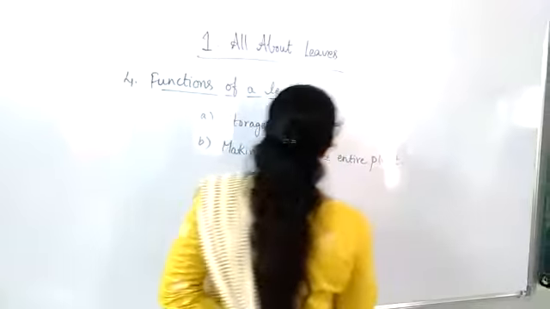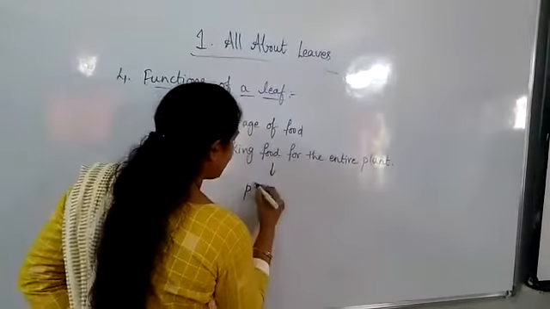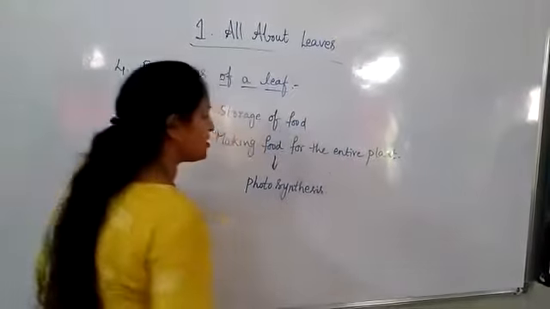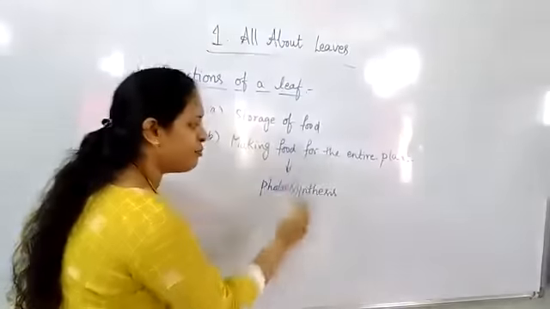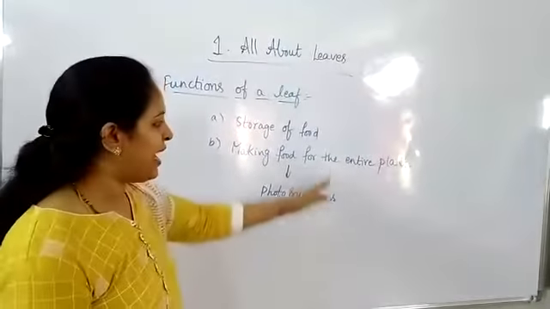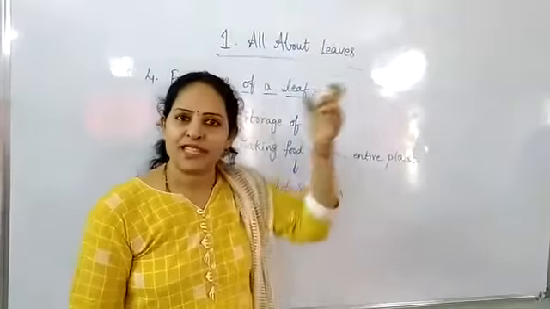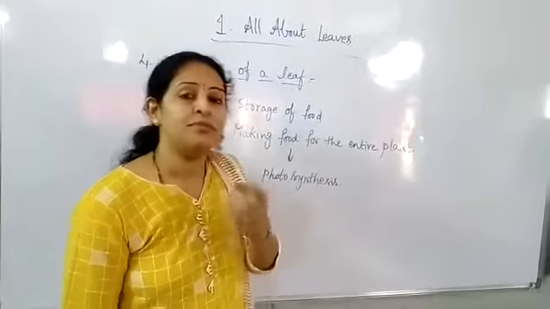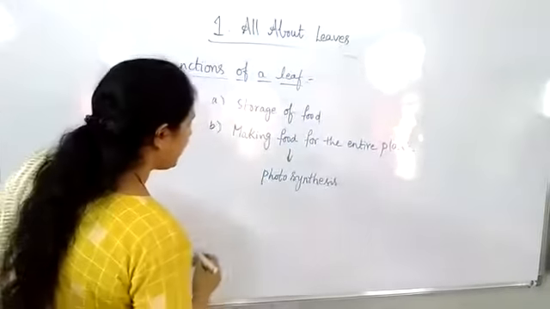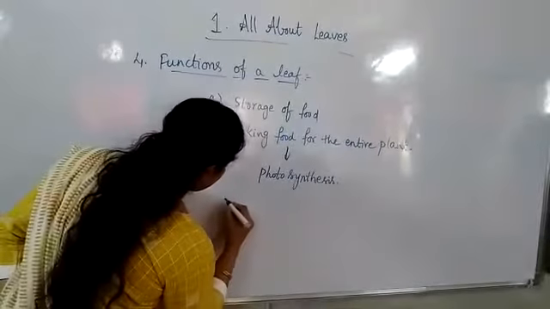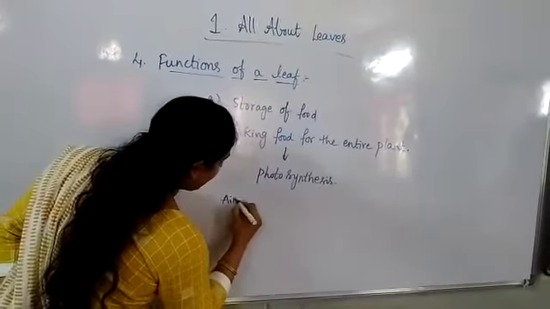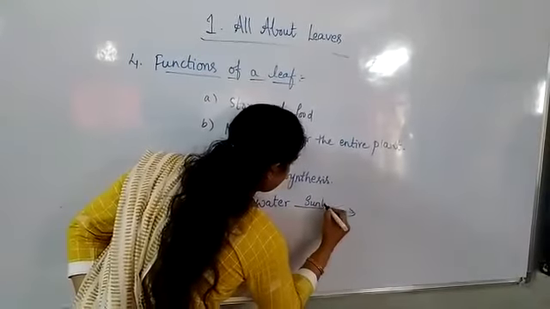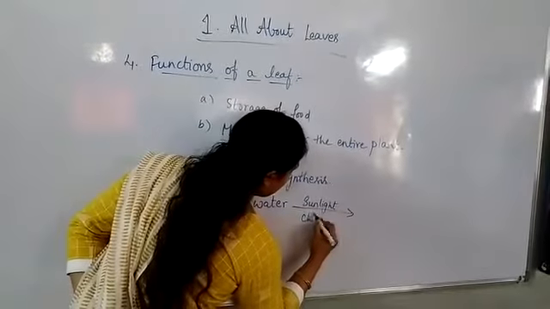As we discussed, what is this process? This process is called photosynthesis. What is photosynthesis? A plant uses air and water in the presence of sunlight and chlorophyll. It makes the food for the plant. What is the food item? That is glucose. Already I showed it in the equation.